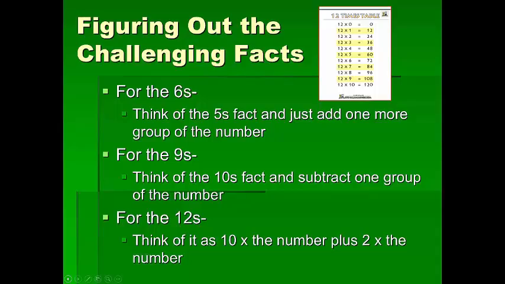And for the 12s, think of it as a 10s times the number plus 2 times the number. This, added together, gives you the answer. So for example, if you had 12 times 4, think of it as 10 times 4, which is 40, plus 2 times 4, which is 8. 40 plus 8 equals 48.